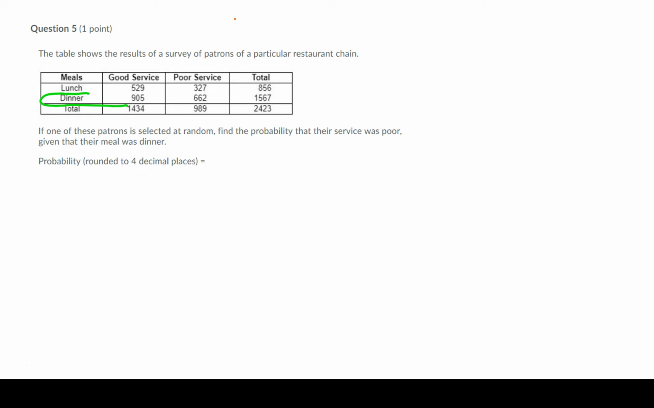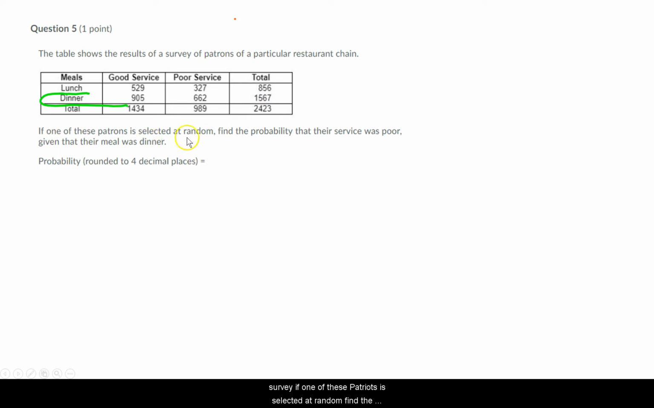Question 5 has a partial figure there. We'll explain why that's there in a moment. But basically, you have this table here, and it's showing the 2 meals, lunch and dinner. How many said there was good service, how many said there was poor service, and of course the total number of people that were at that particular meal. And these are the grand totals down here. And there's a number of people who said they had good service, poor service, and a number of people that were involved in this survey.